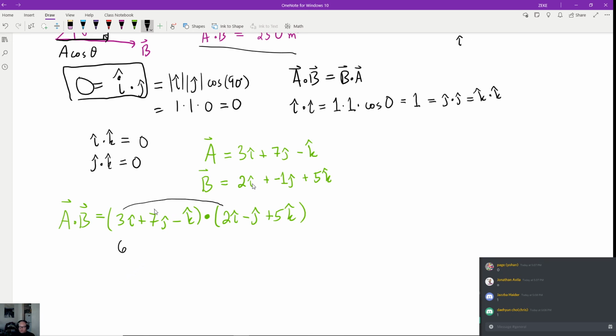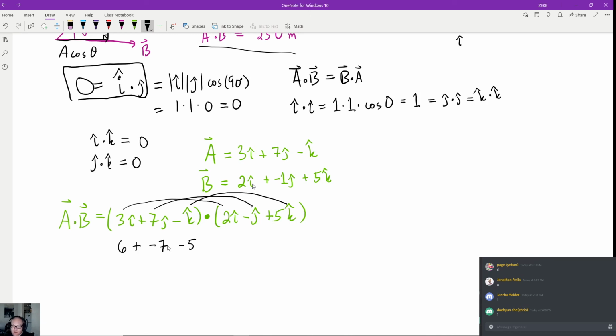And now let's just go and do the other ones that we know are easy. If I do 7j dot product with negative j hat, I'm going to get 7 times negative 1, which is negative 7, and then j hat dot j hat, which is 1. Finally, if I do the last two, negative 1 times 5 is negative 5, and then k hat dot k hat is 1, right? Everyone following what we've done so far?